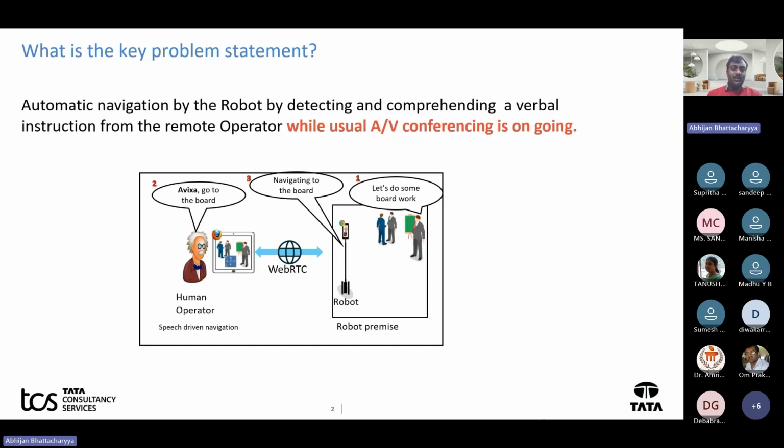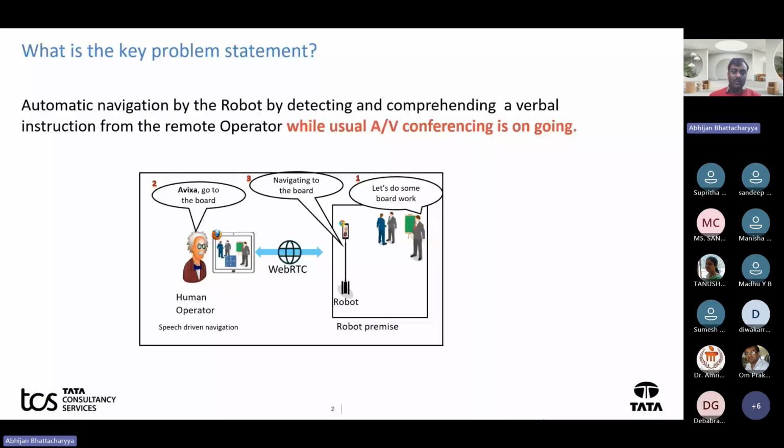So here you can see a situation depicted. There's a meeting going on. There is a robot at one premise, and a human operator at another part of the world, and the robot needs to go close to the board to see what is being written there. The human operator, without touching any console, calls the robot by name and tells it to go to the board. This unique keyword was given by us: Avixa. It rhymes with Alexa, but in Sanskrit it has something to do with vision also. Because the remote operator actually sees through the robot, the keyword was chosen as Avixa.